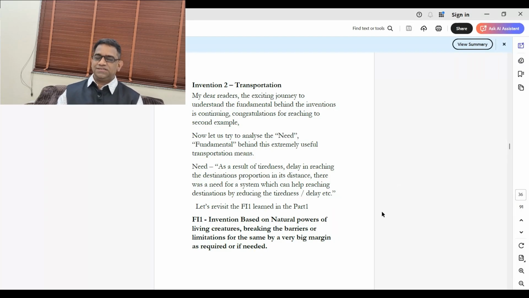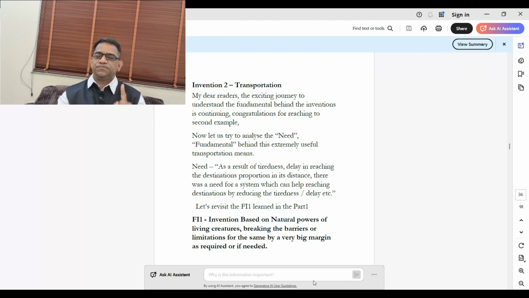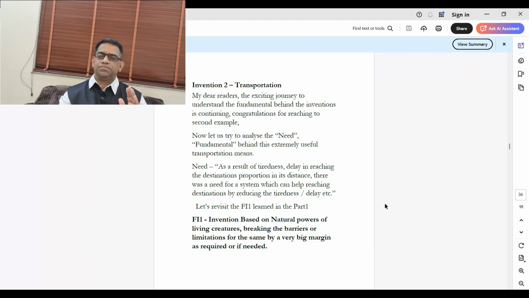My dear readers, the exciting journey to understand the fundamentals behind inventions is continuing. Congratulations on reaching the second example. Now let's try to analyze the need fundamental behind the extremely useful transportation needs. Need: as a result of tiredness and delay in reaching the destination in proportion to its distance, there was a need for a system which can help reach the destination by reducing the tiredness, delay, etc.